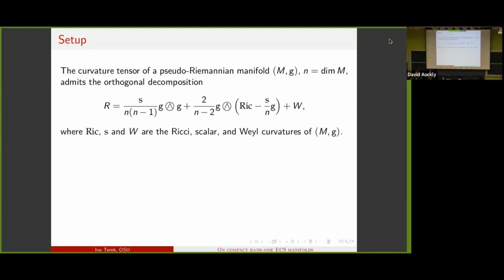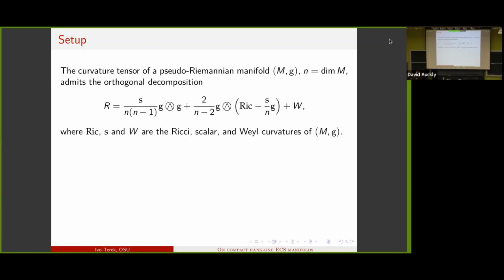Now, here we have the Ricci tensor, the scalar curvature, and the Weyl curvature of M, and our focus will be mainly on the Weyl curvature. Now, a quick review about how you can think about this. You can think of W as being the remainder of the division of R by G according to this operation. Also, in the case where your manifold is a space-time, you can think of the Weyl tensor as the part of the curvature that's not affected by Einstein's field equations.